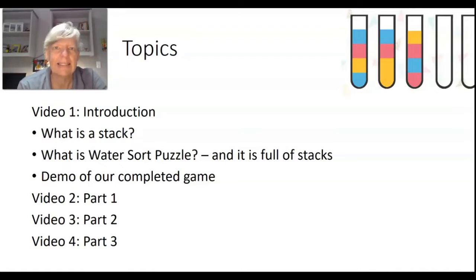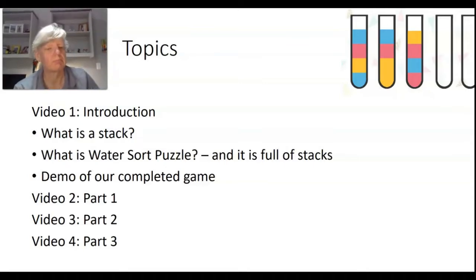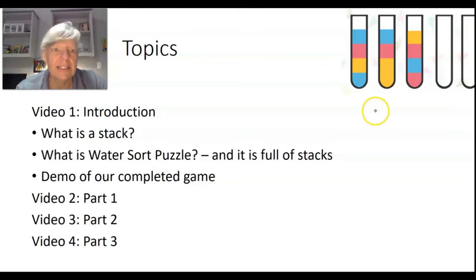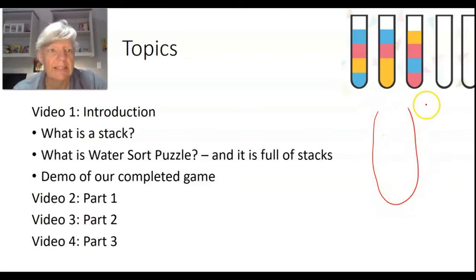A stack is a specific kind of list. You can implement it with either an array or a linked list. A stack has a very unique property. You can only add and remove elements at one end of a list. So if I draw, a stack has what we call a top.